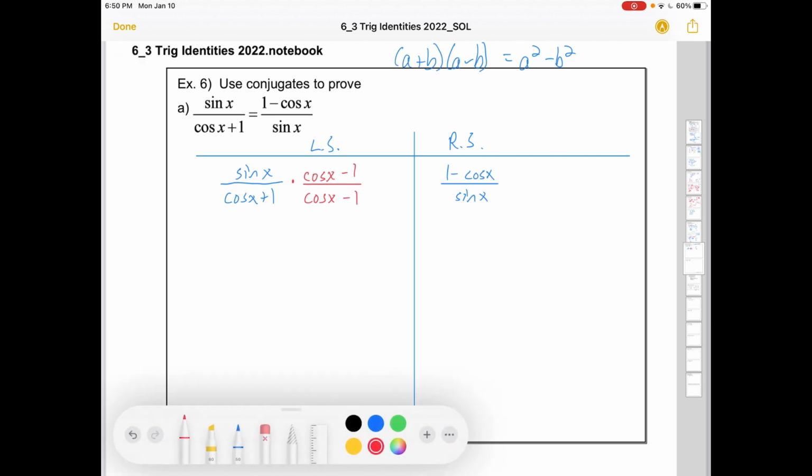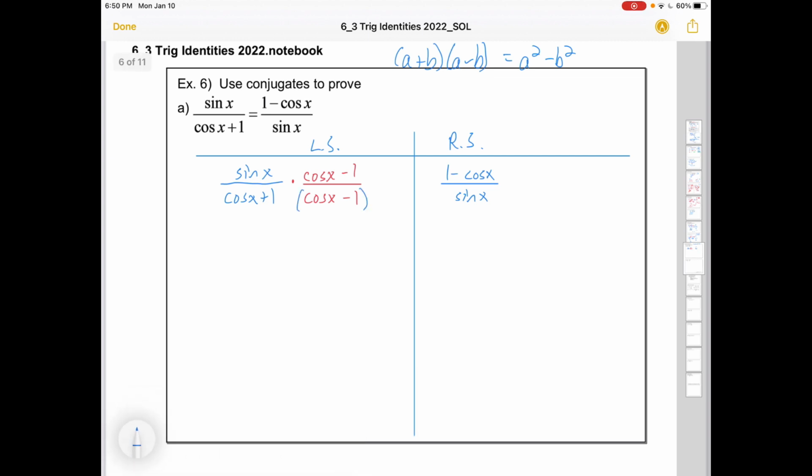Now, what am I going to get on top as I multiply this through? Let's think. I'm going to get sine x cos x minus sine x, all over, on the bottom, I'd get cos squared x minus 1, because if I FOIL it out, the cosines will be gone. Okay, let's see. What can I do now? I want it to say sine on the bottom. So I've got to build this like cos squared x minus 1.